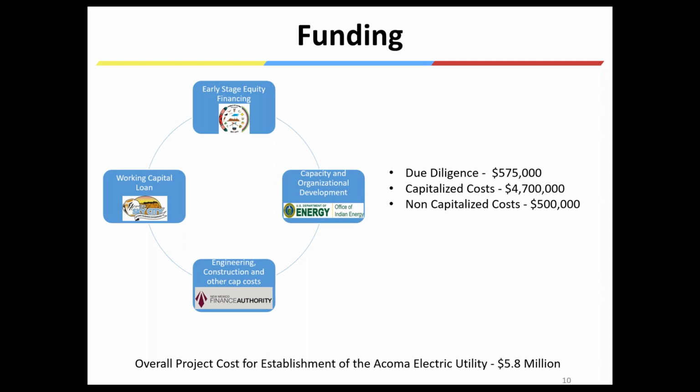This also included a working capital loan that we took from our own casino, which is kind of strange to say, but we took a loan from them for working capital once we formed the utility, and helping us pay the cost of operating this business until our revenue stream becomes stable. But overall, I would say it would be about $6.1 million, which does include the grant that we received from the Office of Indian Energy.